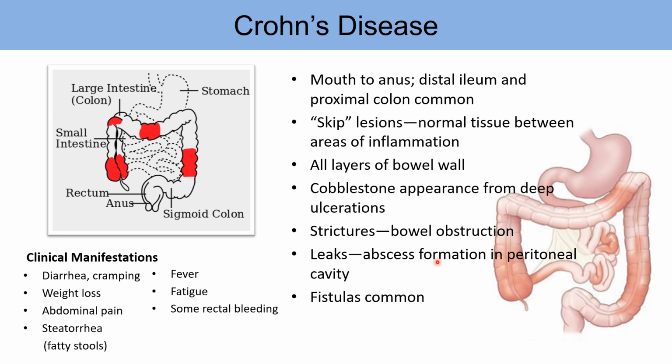Crohn's disease can lead to strictures in the bowel because of all that chronic repeated inflammation. The bowel just kind of narrows and that can lead to a bowel obstruction. Leaks can also develop, abscesses in the peritoneal cavity, and fistulas are also common in Crohn's disease. Fistulas are where there is an opening in the organ and a little tract pathway leads to another organ. So Crohn's disease is prone to strictures and fistulas.